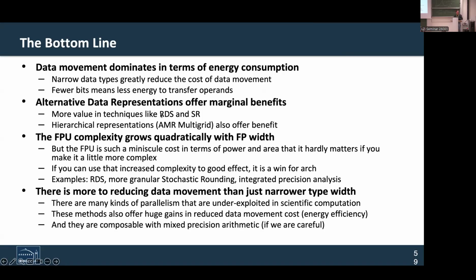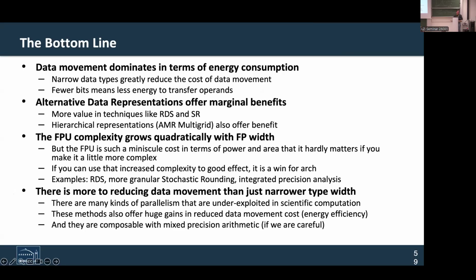We'd like to see more value in techniques like RDS and stochastic rounding, and also hierarchical representations like AMR and multigrid. FPU complexity grows quadratically with FP bit width, but the FPU itself is so inconsequential compared to the data movement part. In terms of power and area, I still maintain it hardly matters, but we'll continue to mess with that spreadsheet to see if that intuition plays out under different data reuse and other assumptions.